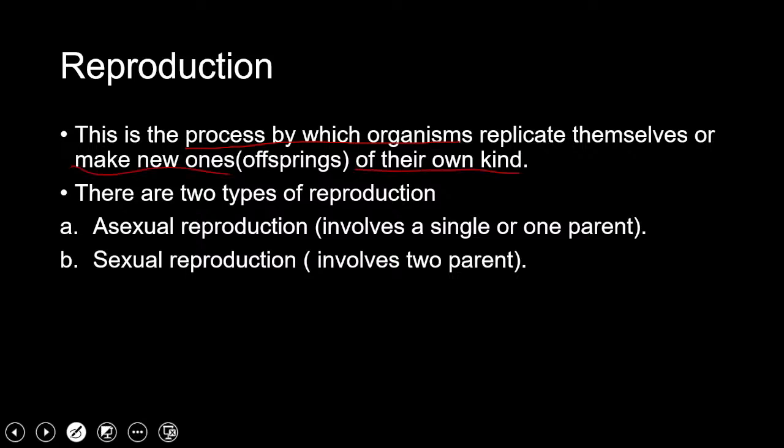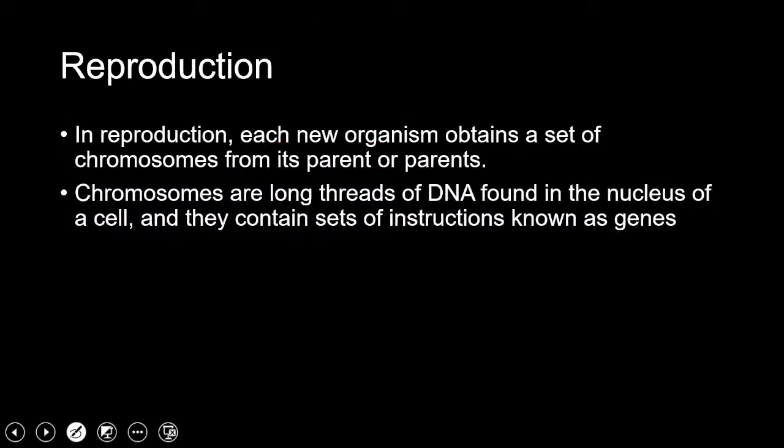Now, reproduction is of two types. Number one, asexual reproduction, and number two, sexual reproduction. Asexual, as the name suggests, means that it only involves one parent or a single parent. Sexual reproduction, on the other hand, involves two parents. We'll look into this further as we move into this stream.